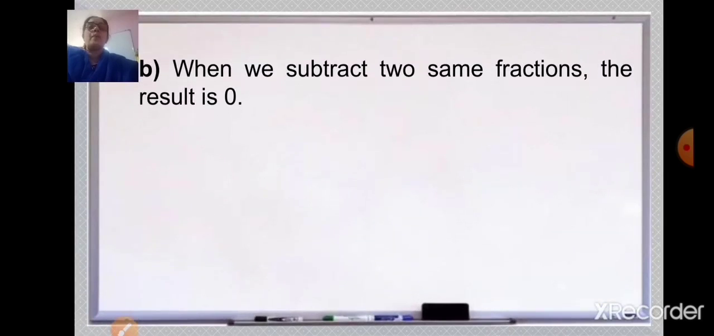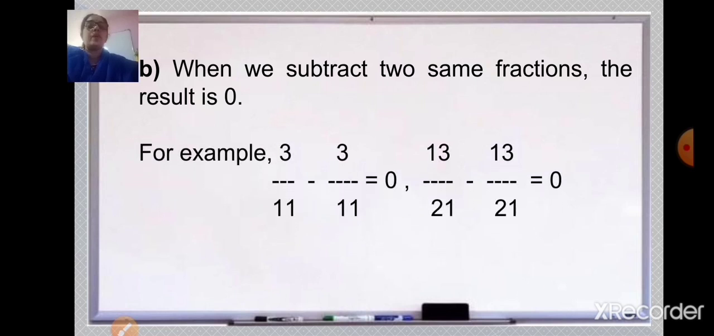The second property tells us that when we subtract two same fractions, the result is 0. For example, 3 upon 11 minus 3 upon 11 is equal to 0. Same way, 13 upon 21 minus 13 upon 21 is equal to 0. So we can say that when we subtract two same fractions, the result is 0.